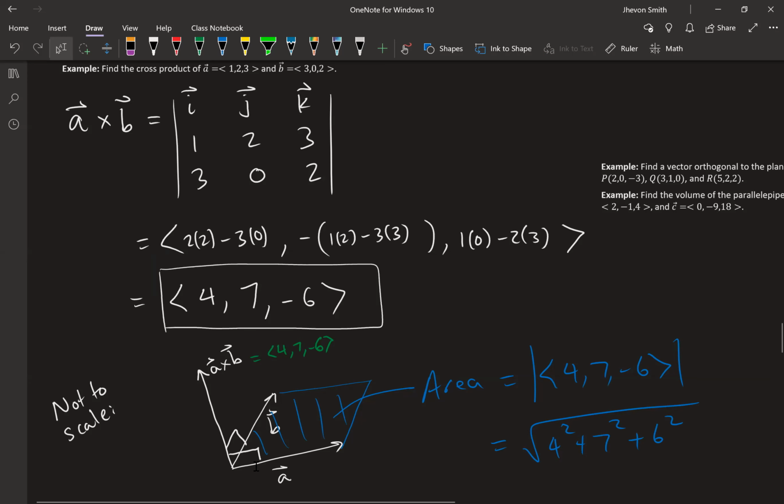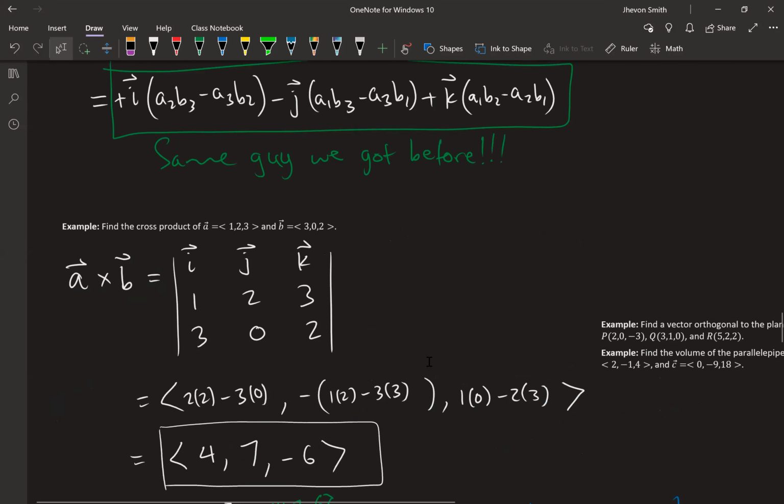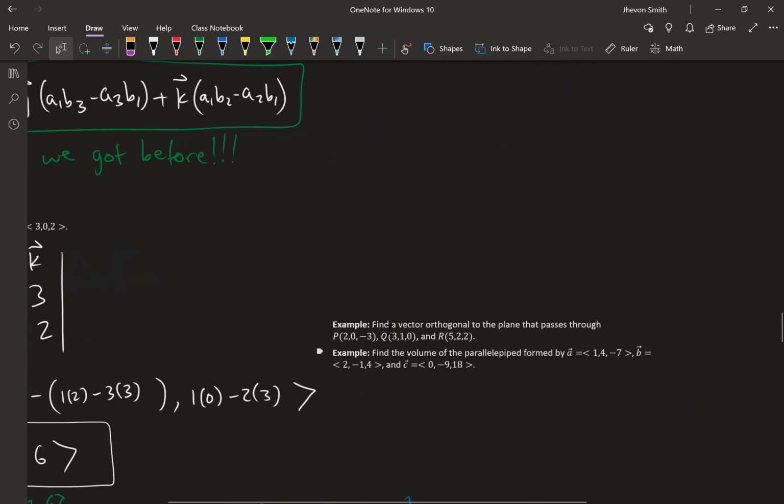Because nothing parallel would work, and nothing pointing out at any angle other than 90 degrees would work. And I physically showed you an example of why that was the case yesterday. But yeah, that would be the cross product. Just do that little calculation, and Bob's your uncle.